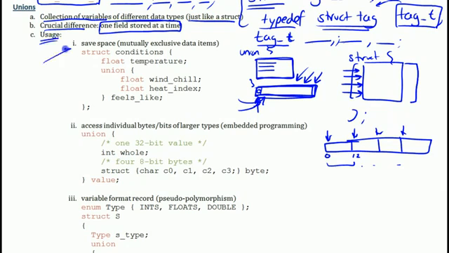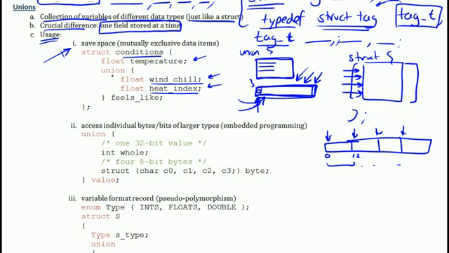Very quickly, sometimes to save space. If some of the members are mutually exclusive, so they won't occur at the same time, it doesn't make sense to have them at the same time. For example, in this case, we have a struct of conditions where we have temperature and either a wind chill or a heat index. A wind chill is applicable in the winter, a heat index is relevant in the summer. So only one of them will be useful to us.